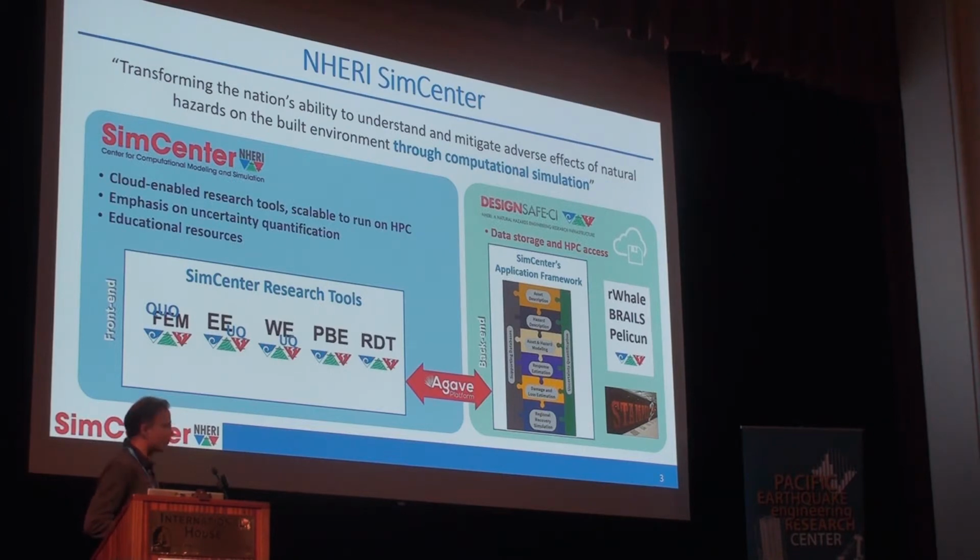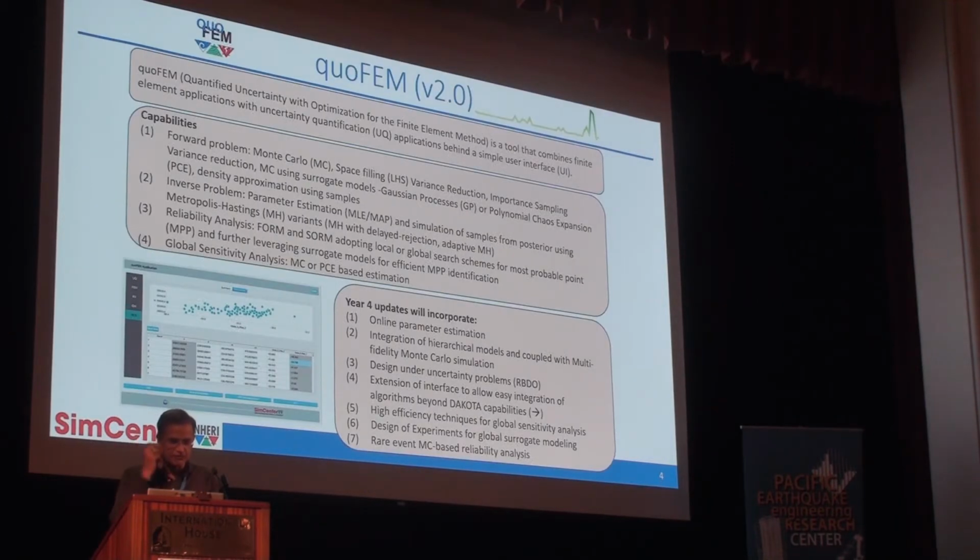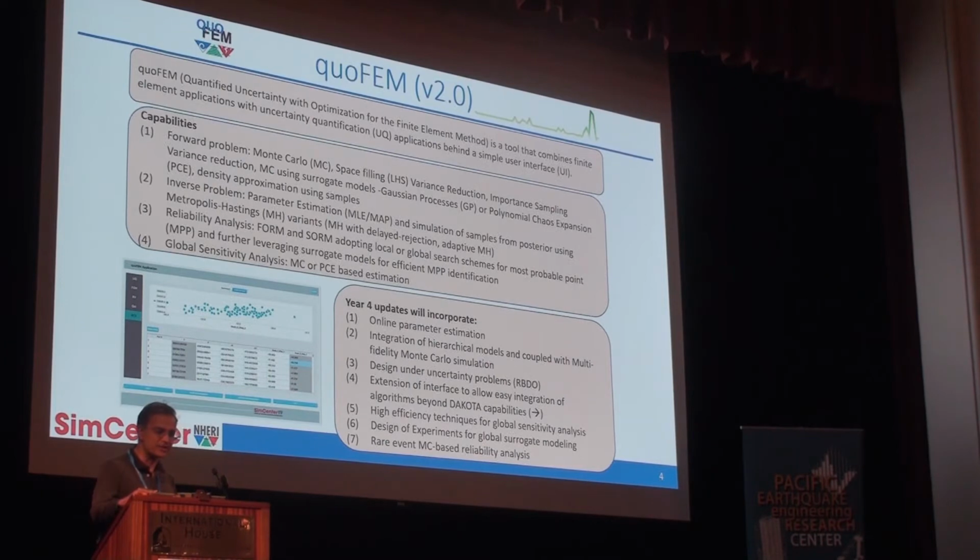Okay, so let me start with the first piece of software. This is what we call quoFEM. It had a different name before, but it does uncertainty quantification and optimization, in particular around finite element calculations. It has a lot of forward methods, Monte Carlo methods and things like that, sampling and surrogate models. It also does inverse problems, so it'll do parameter estimation for you, maximum likelihood estimates, and a posteriori estimates for you.